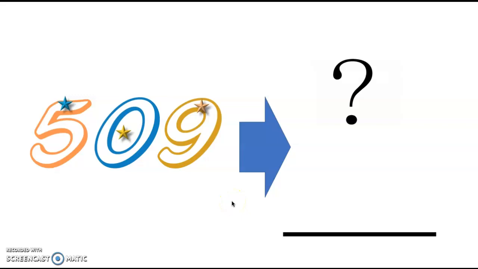We have the number 509. Think to yourself or write on a piece of paper, what would this number round to if we're rounding to the nearest 100? Remember, you are looking at the tens column. Did you put 500? Then you are correct, because if we look at the number in the tens column, we have a 0, and that is less than 4. So it is just going to stay the same as we have the 500.